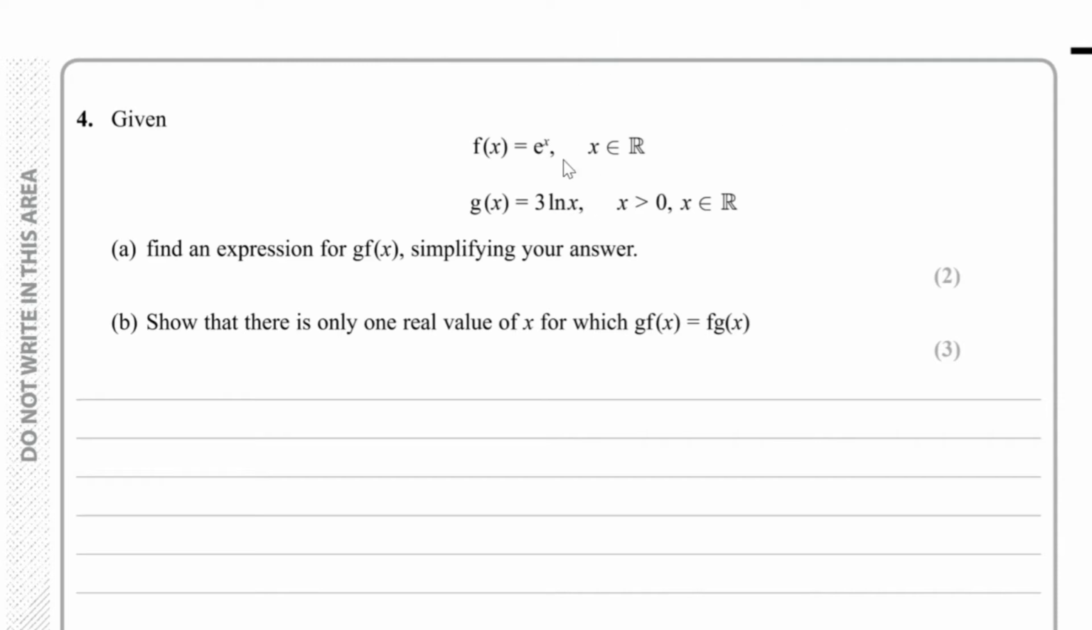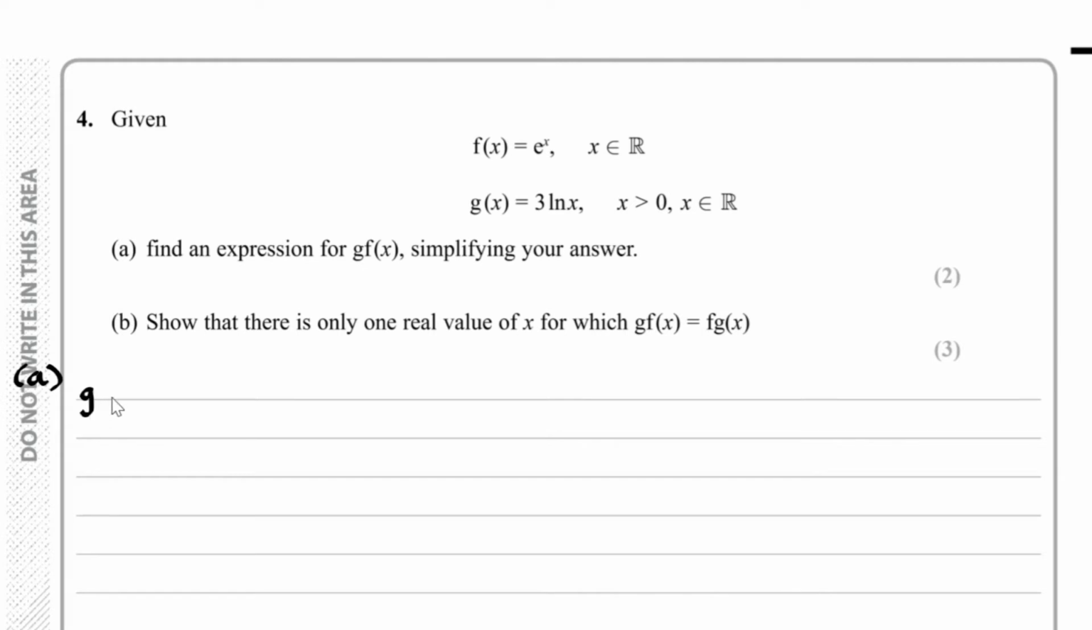Question number 4, we're given f of x is equal to e to the power of x, where x is a real number, and g of x is equal to 3 times the natural log of x, where x is greater than 0 and x is a real number. For part A, we have to find an expression for g of f of x, simplifying your answer.